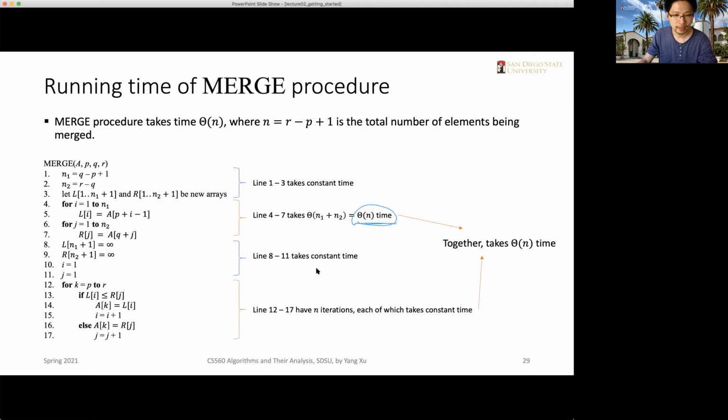Also n iterations. So altogether, I think this is a typo. It shouldn't be constant time. It should be big theta of n. So if we consider two parts of big theta of n, in total, they should take big theta of n time. Right? That's a very straightforward conclusion.